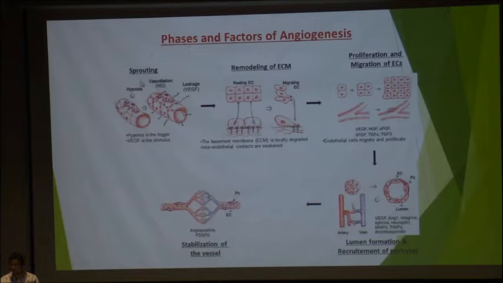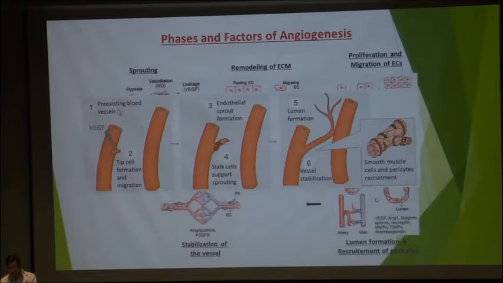So the process starts with sprouting, where there is a formation of a new vessel. It causes a remodeling, and after the remodeling, there is a stabilization of this vessel. This diagram typically depicts a pre-existing blood vessel. You can see here there's a tip cell formation as well as migration. There is a sprout formation, and that's where the stalk cells start supporting the stalk formation. There's a lumen formation, and lastly the vessel stabilization. All the pro-angiogenic factors are either implicated in the sprouting mechanism or in the stabilization mechanism.